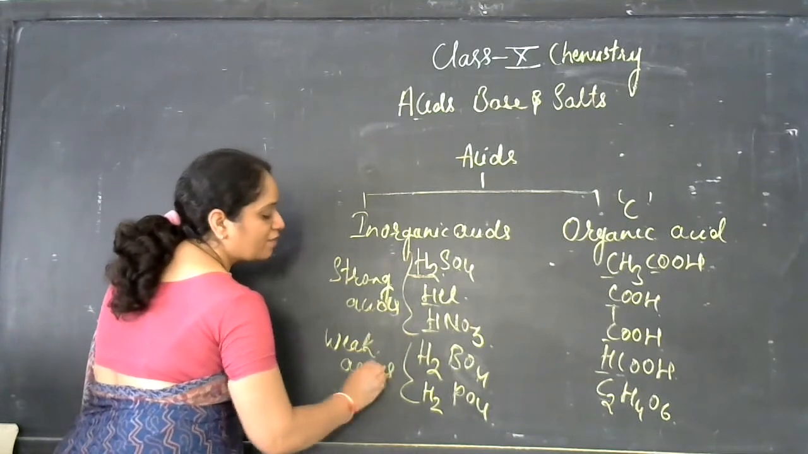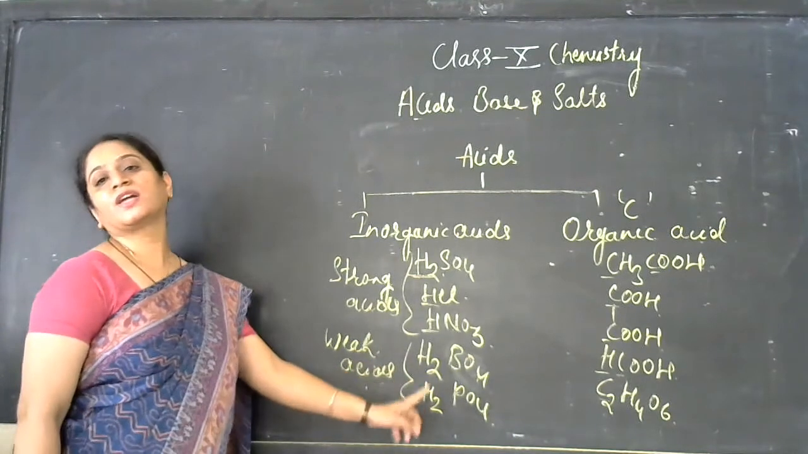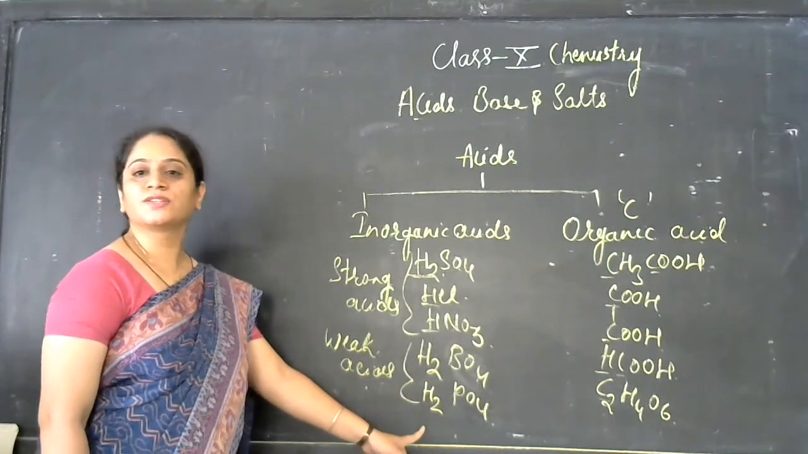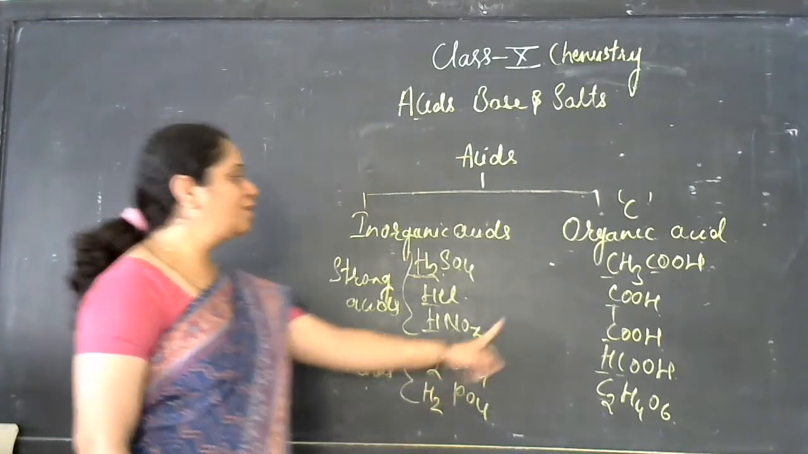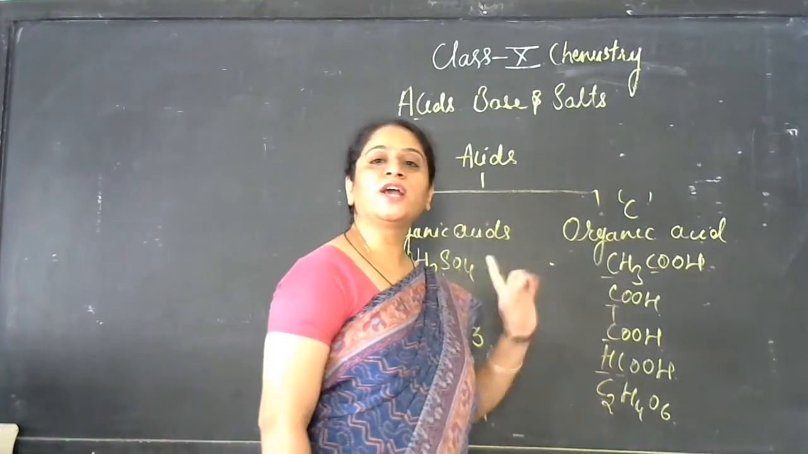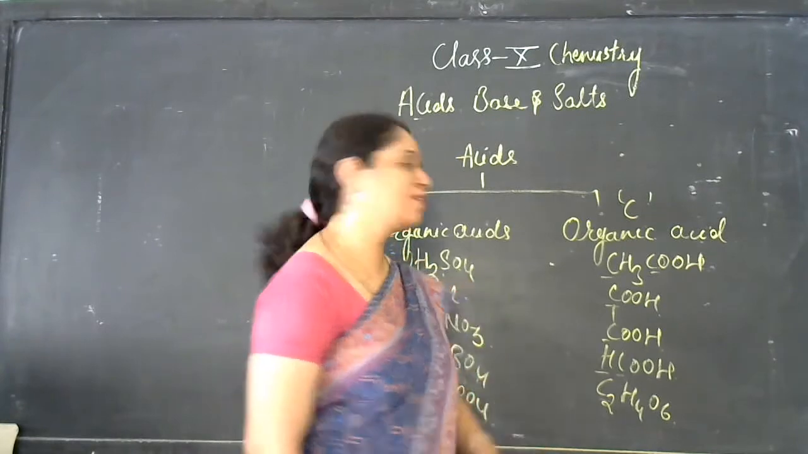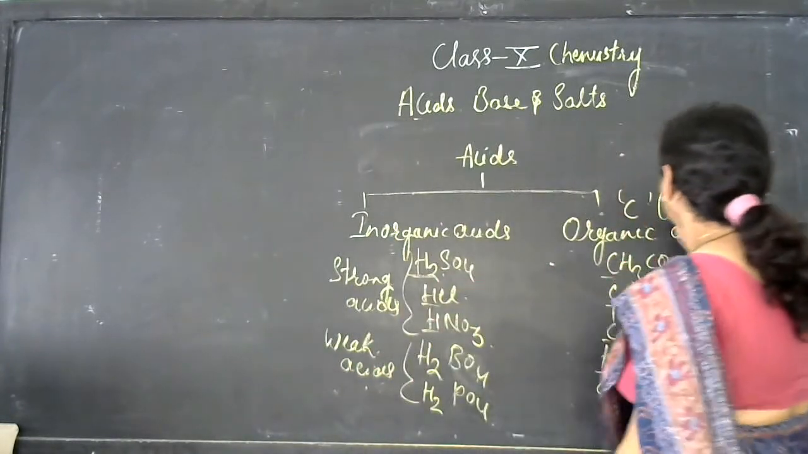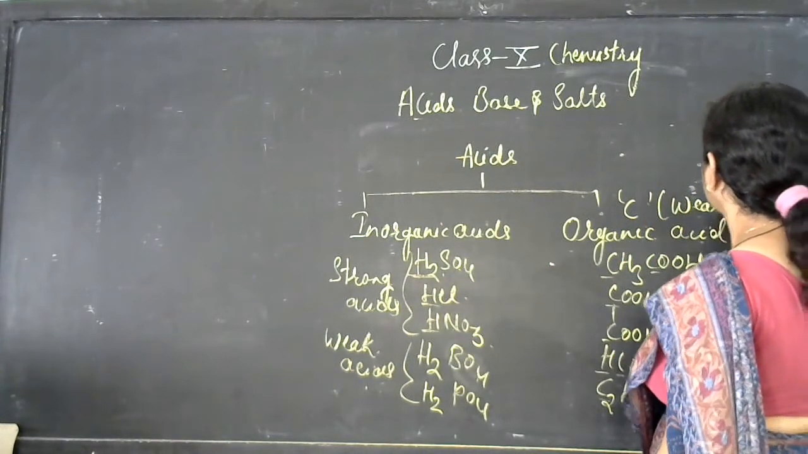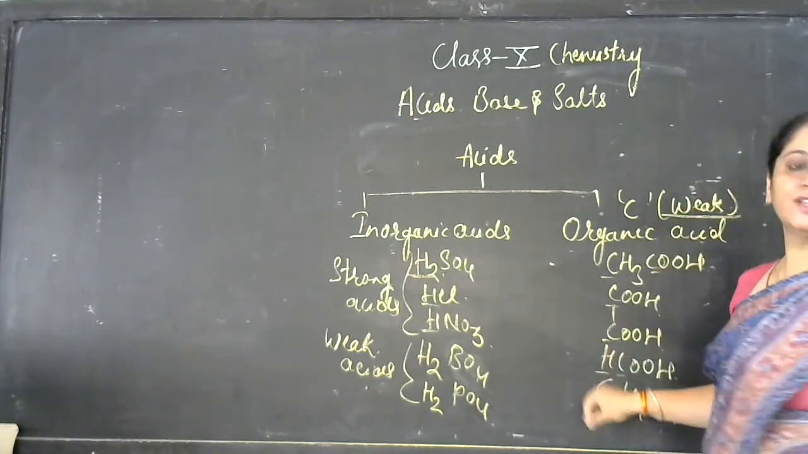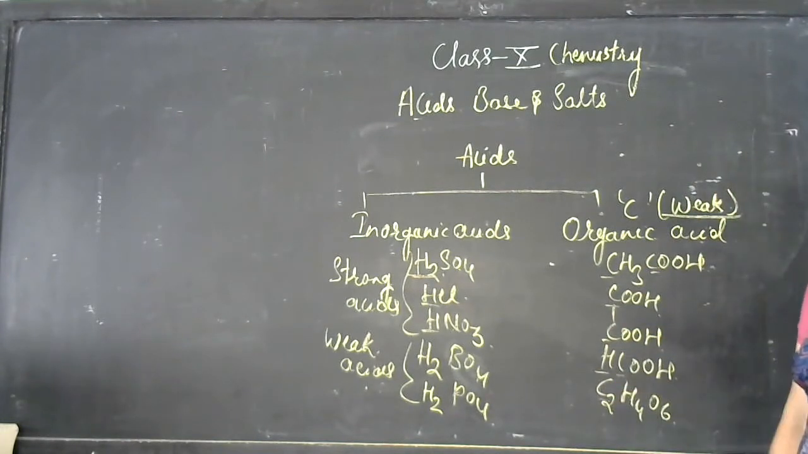Why can we call them weak acids? Because they cannot give a high H positive ion concentration in the solution very easily. Organic acids also generally come under the category of weak acids, because they cannot release H positive ion concentration in the solution so easily.